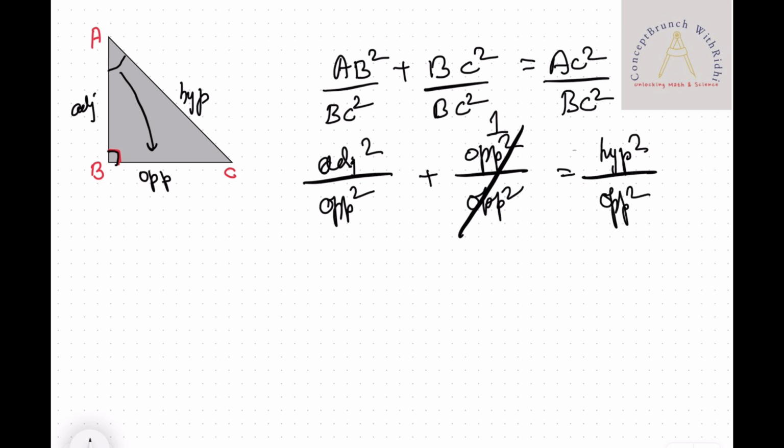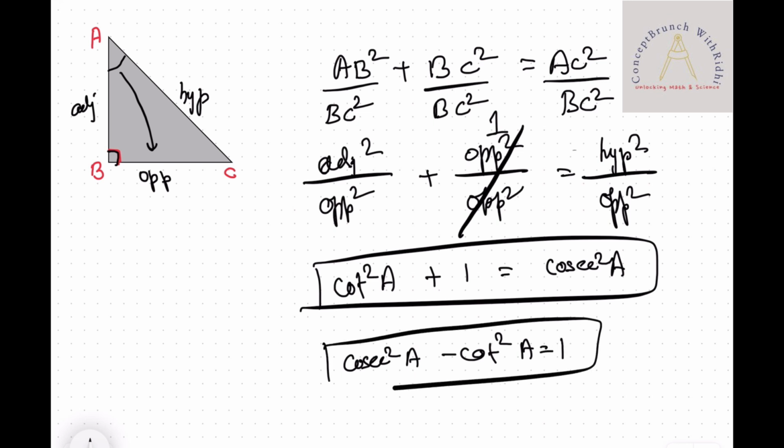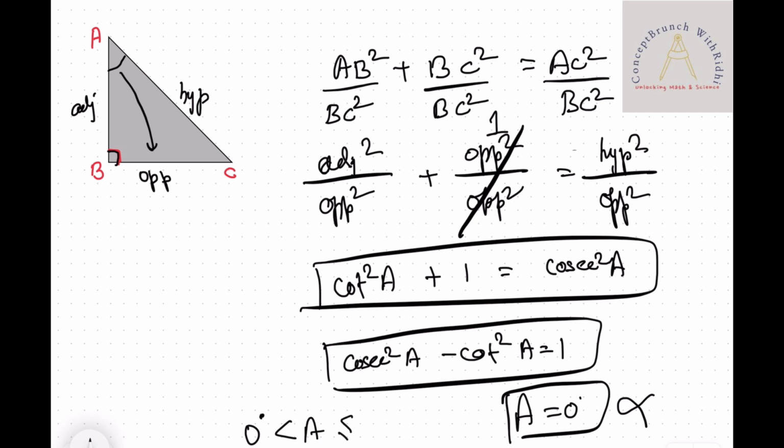Adjacent divided by opposite, that we can write as cot square A, plus 1 equals cosecant square A. We can remember like this, or we can approach like this as well: cosecant squared A minus cot squared A equals 1. Note that cosecant A and cot A are not defined for A equal to 0. It's not defined here, right? Therefore, it's true for the angle greater than 0 degree and less than or equal to 90 degree.